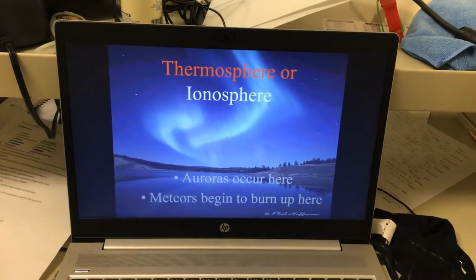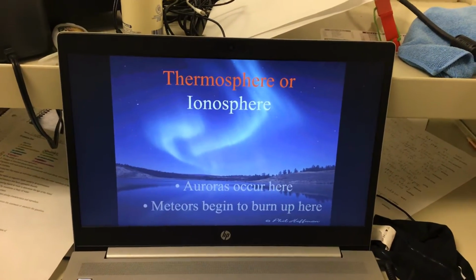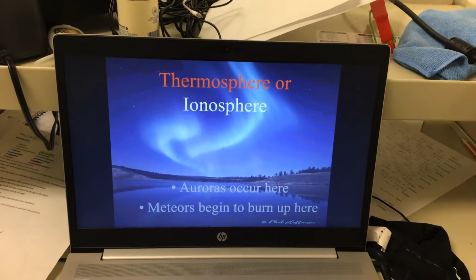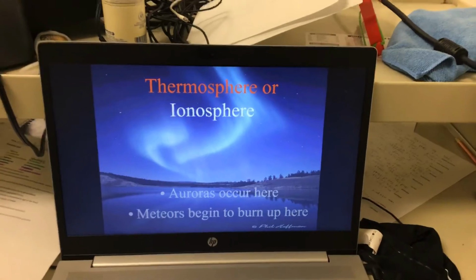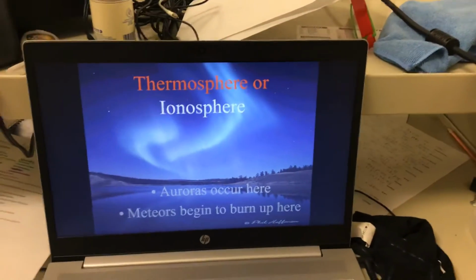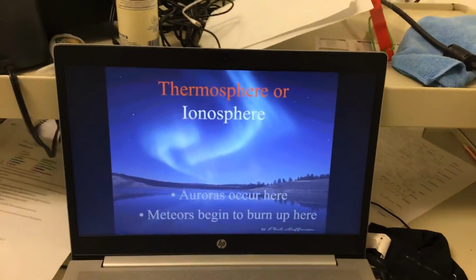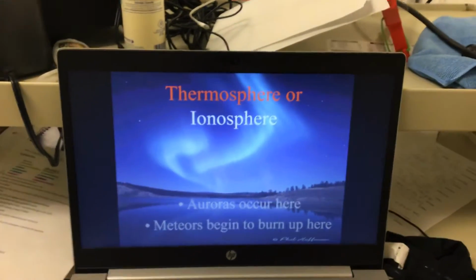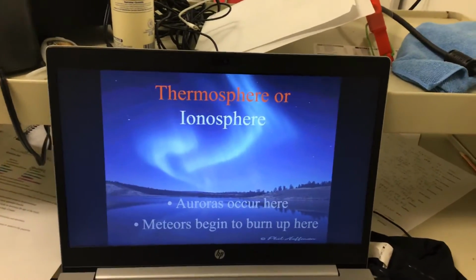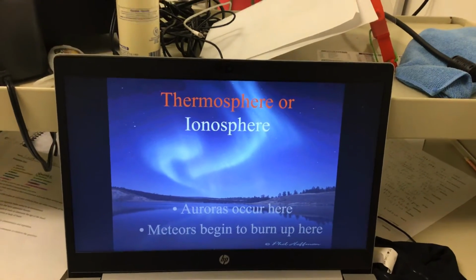We don't see them in South Dakota very often. I don't know if anyone's seen them. You can see them really well in Alaska. The closer to the poles you are, the better. Alaska, Canada, northern Minnesota. There are times when you can see them really well there. Okay, so auroras happen. Meteors begin to burn up there.